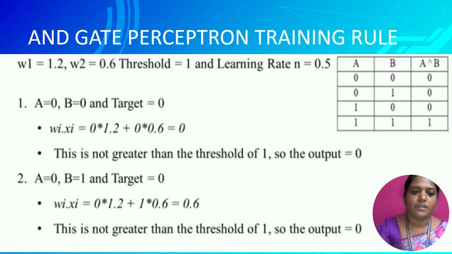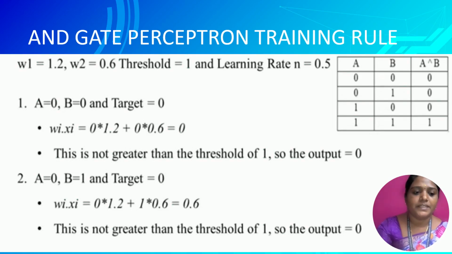Now the example of the AND gate perceptron training rule. The given input values are represented in the AND gate truth table, and then the weight values, threshold value, and learning rate are given. The weight values are 1.2 and 0.6, the threshold value is 1, and the learning rate n equals 0.5. In this case, you take the first input values 0 and 0. The targeted output is 0.